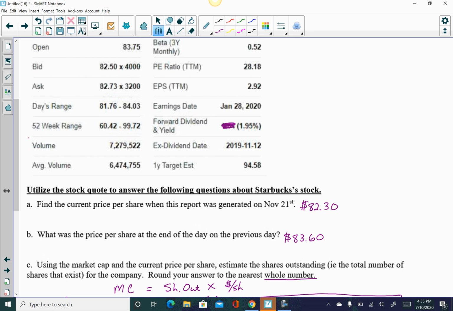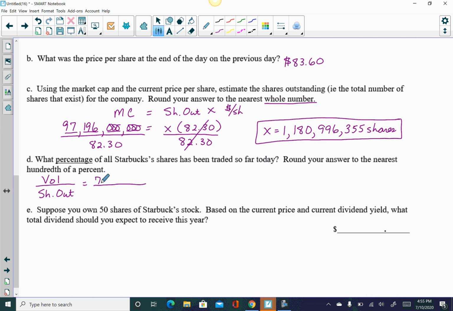And so this is letter D. We're using this down here for letter D. That's the 7,279,522 divided by the shares outstanding. That's the number we just found. That's the total number of shares that exist for the company. And we want it to be a percentage, so after we do our division, we'll multiply it times 100. I've got you rounded to the nearest hundredth of a percent, so that means 2 decimal places. That should put you at 0.62%. So they haven't even traded 1% of their stocks today, in that particular day, I should say.